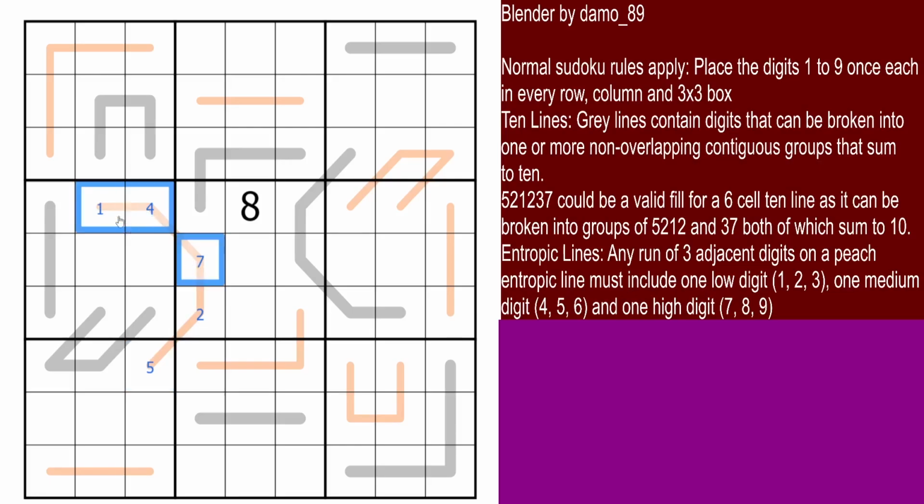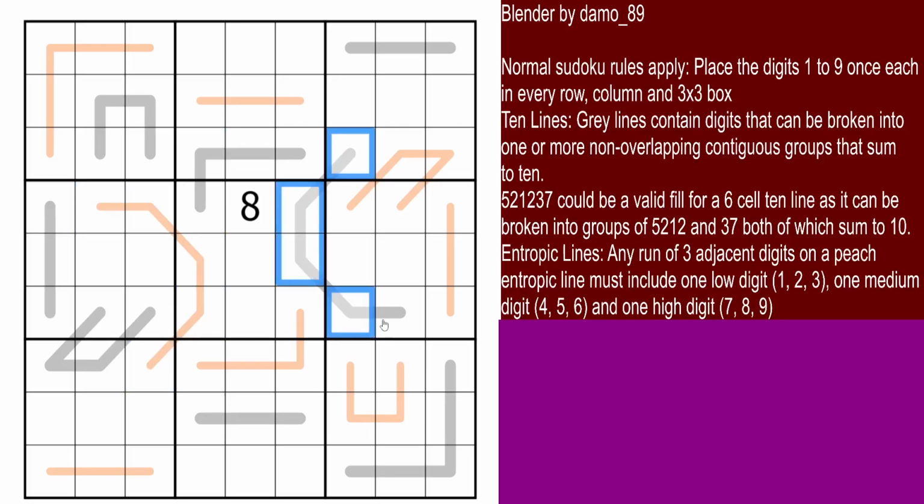So whatever entropy this is, that will be repeating after the two cells, because that's the nature. So these two will be the same entropy, and these two will be the same entropy. Similarly here, these two will be the same entropy and these two will be the same entropy. So that's one of the secrets of the entropy lines.